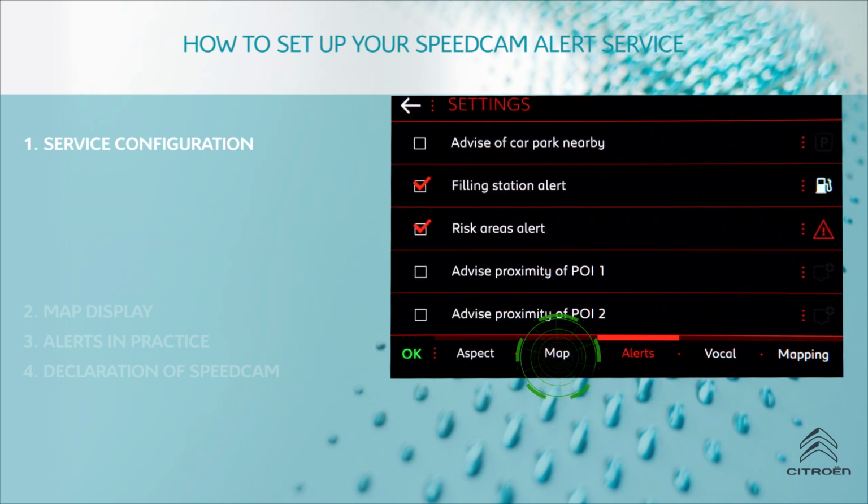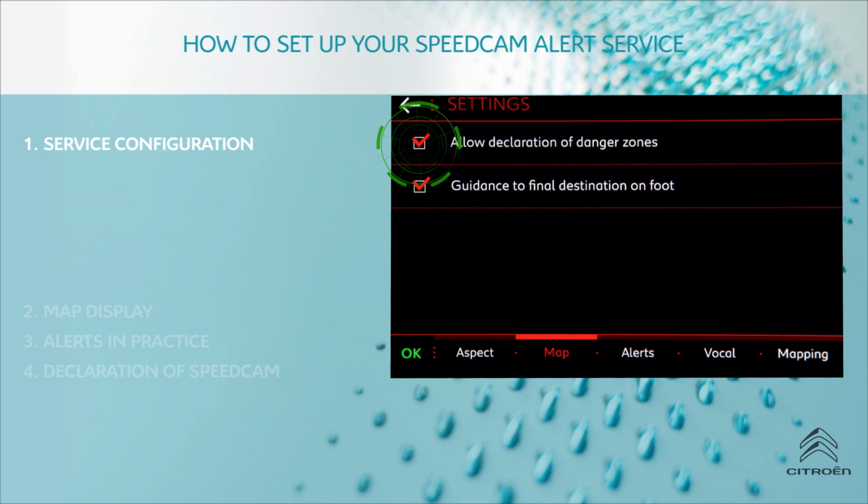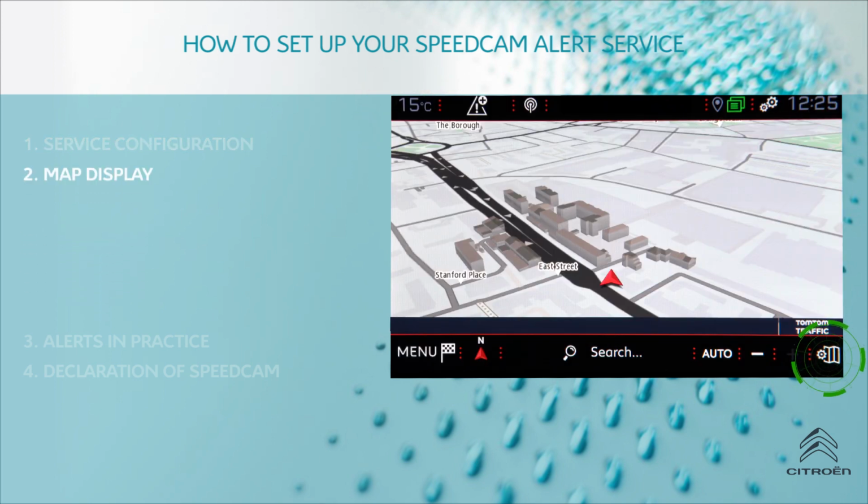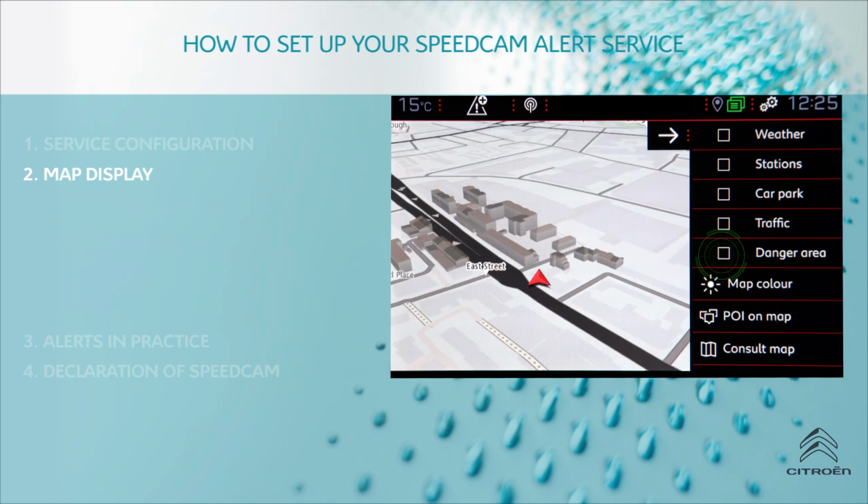Then go to the Map tab and tick Allow Declaration of Danger Zones. This setting allows you to alert other drivers in the TomTom user community of the presence of a speed cam on your route. Confirm by clicking on OK. Return to the main navigation screen. Click on the Map Settings icon and tick Danger Area to have your alerts displayed. Your service is now correctly configured.